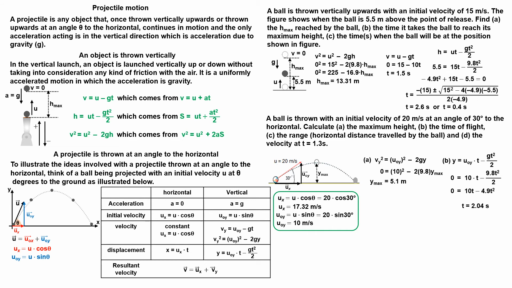The range of the ball is the horizontal distance it travels before landing. We can find the range by using the equation for horizontal displacement and substituting t by 2.04 seconds.